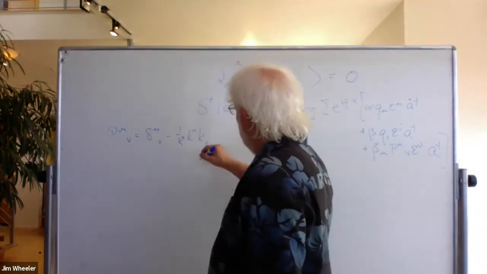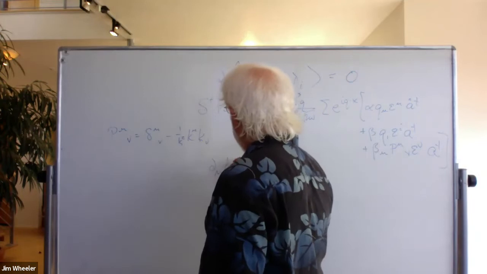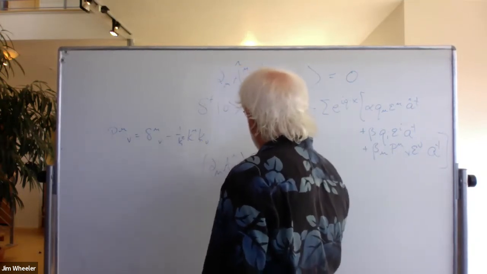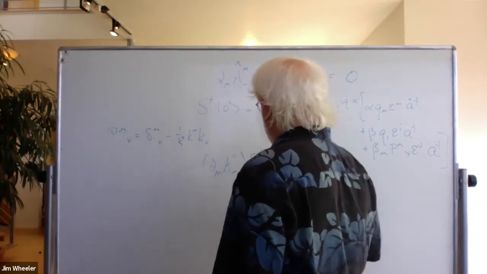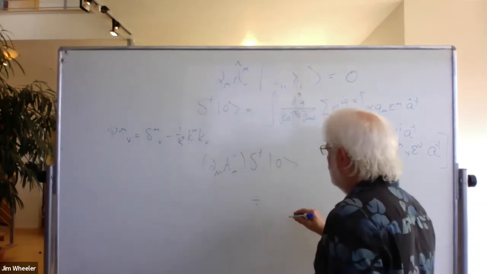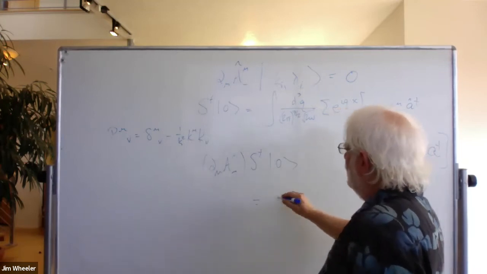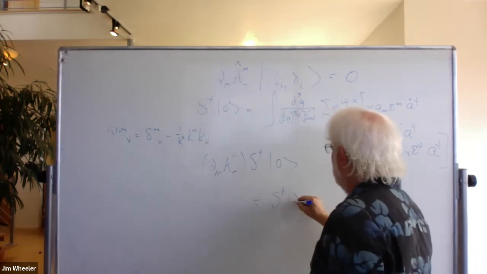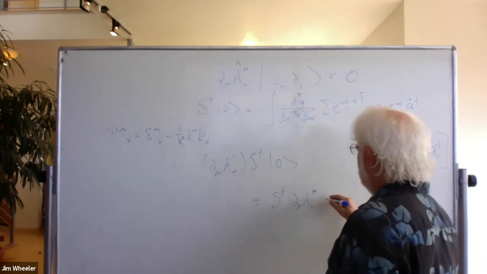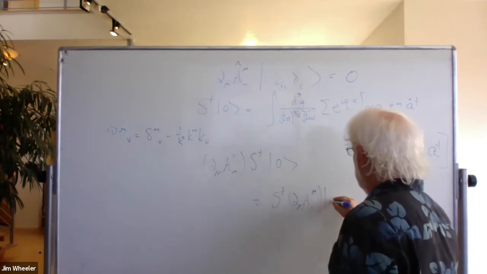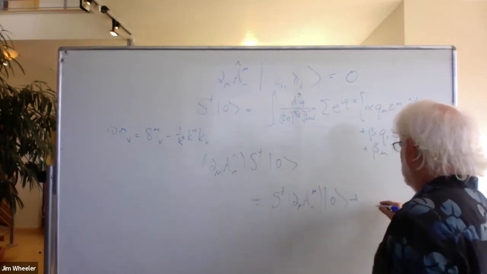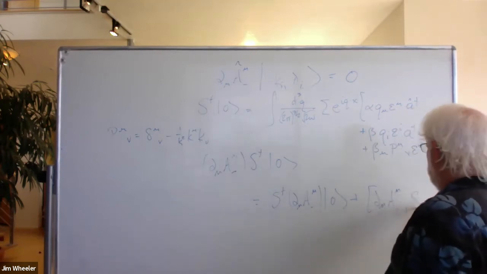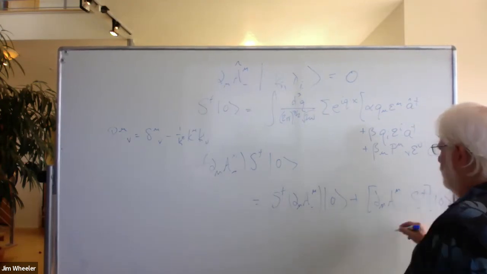So we want these states to be annihilated by ∂_μ A^μ₋, and those acting on S should give 0. We can do that if we write this as S† on ∂_μ A^μ₋ acting on the vacuum, plus the commutator of ∂_μ A₋ with S† on the vacuum.